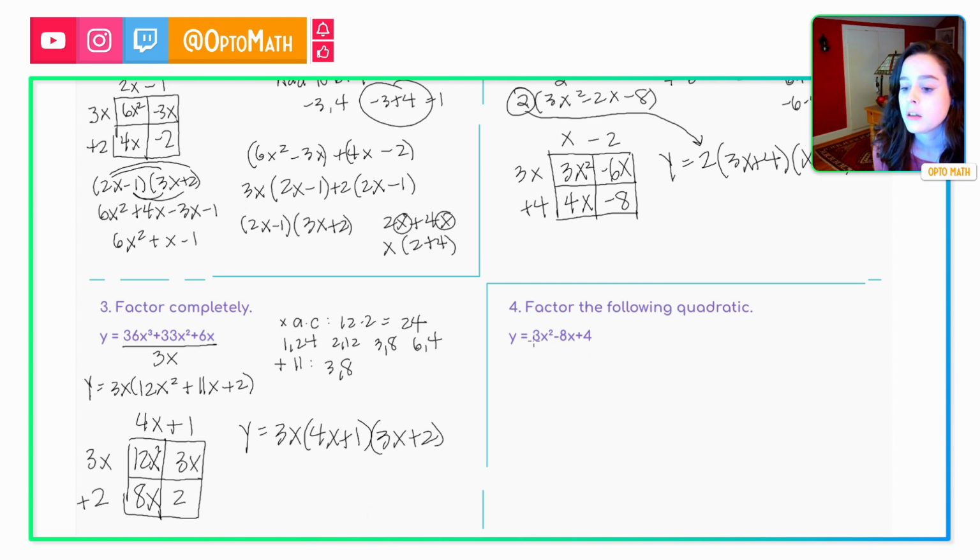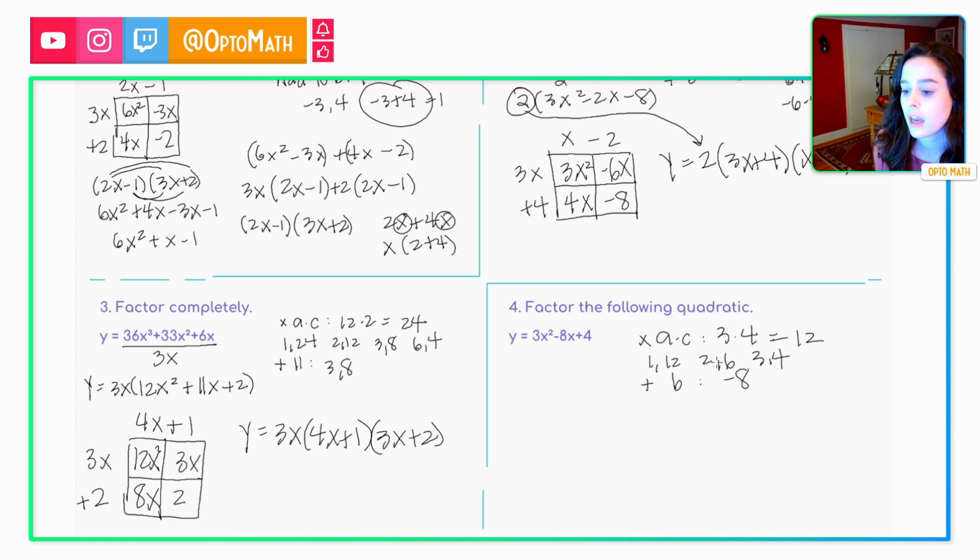And 4. Factors of a times c, which are going to be 3 times 4, which is factors of 12, that add to b, which is -8. Okay, so factors of 12, 1 and 12, 2 and 6, 3 and 4. Add to -8. So since it's negative, then both of these numbers have to be negative for the two factors, because you can do a -1 times -12, and that's still positive 12, right? So you've got to think about positive and negativeness based on what your b is.